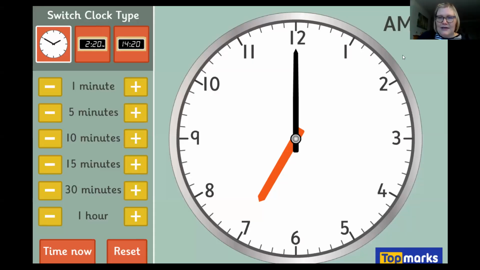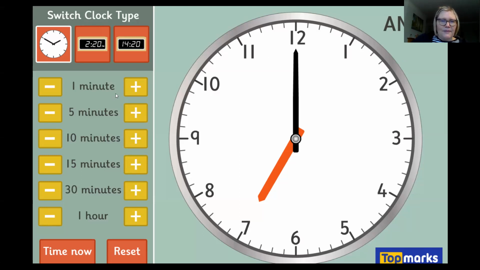So we're going to move on, go back to our interactive clock online, and we're going to do the half past times. So this time here, can you tell me what the time is? Yep, it's 7 o'clock. So I'm going to move now the minute hand to show 7:30. So it's got to move half the way round the clock.